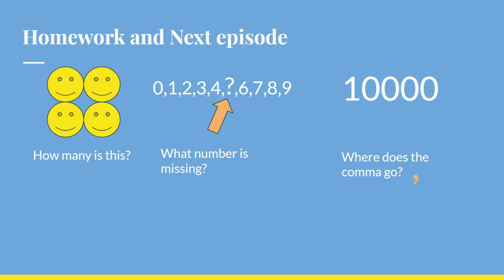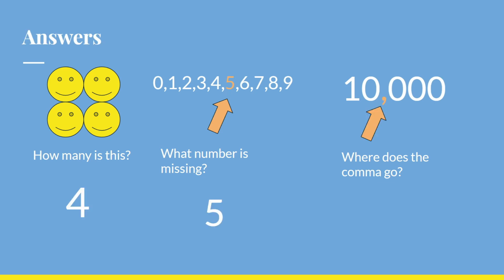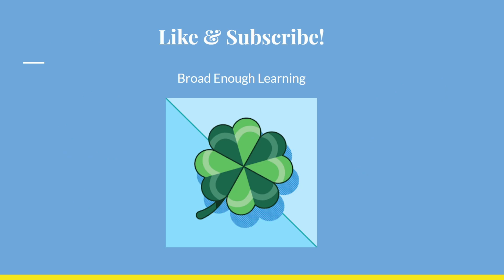Alrighty, and here are the answers. It'll be 4 smiley faces. The number missing in the sequence is 5, and the comma goes in the third place, or 10,000 with the comma after the 10, in the number 10,000.